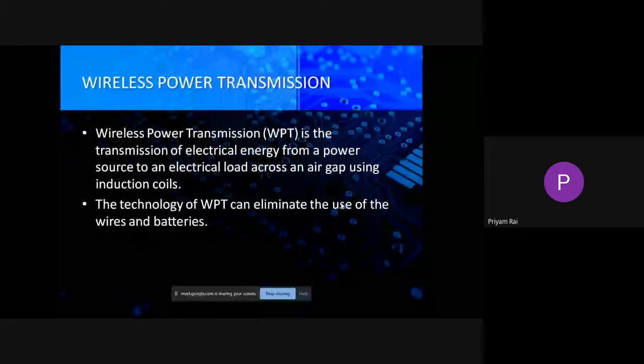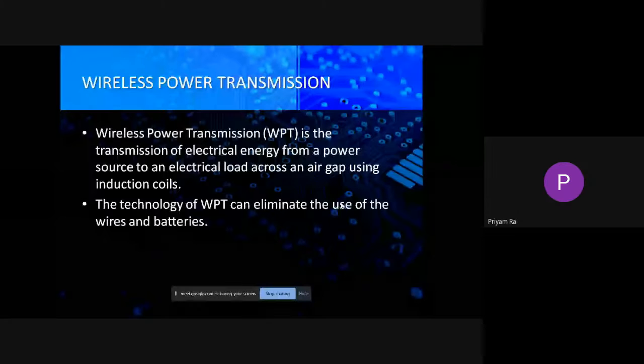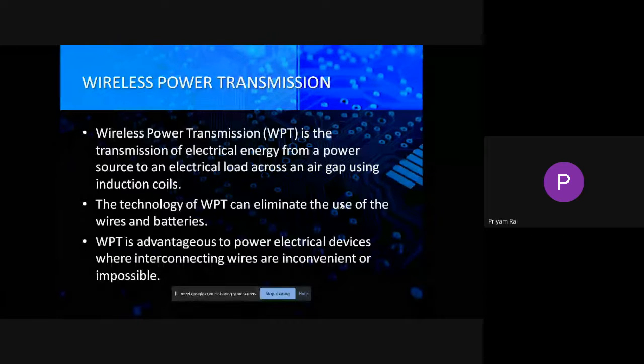The technology of wireless power transmission can eliminate the use of wires and batteries. Wireless power transmission is advantageous to power electrical devices where interconnecting wires are inconvenient or impossible, and it is also used to recharge mobile phones, tablets, drones, cars, and many more devices.